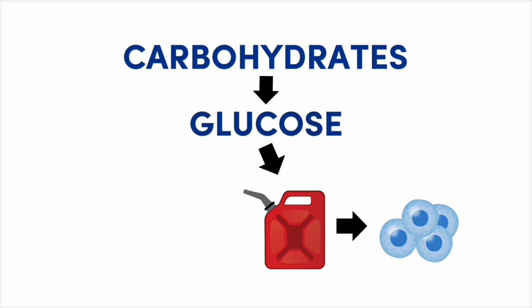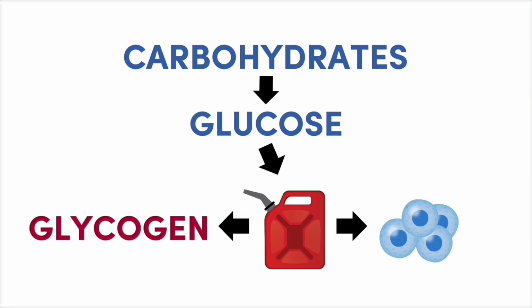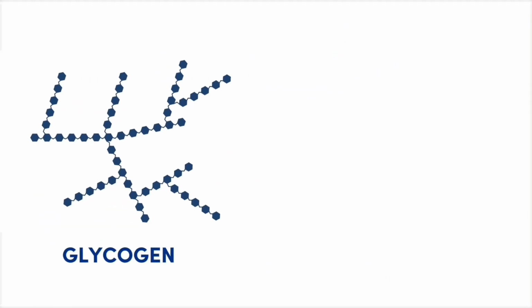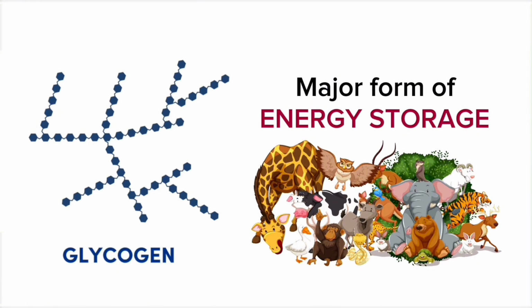This extra energy is converted into glycogen. Glycogen is a complex carbohydrate. Specifically, it is a polymer of glucose that is highly branched in structure, and it serves as a major form of energy storage in animals.